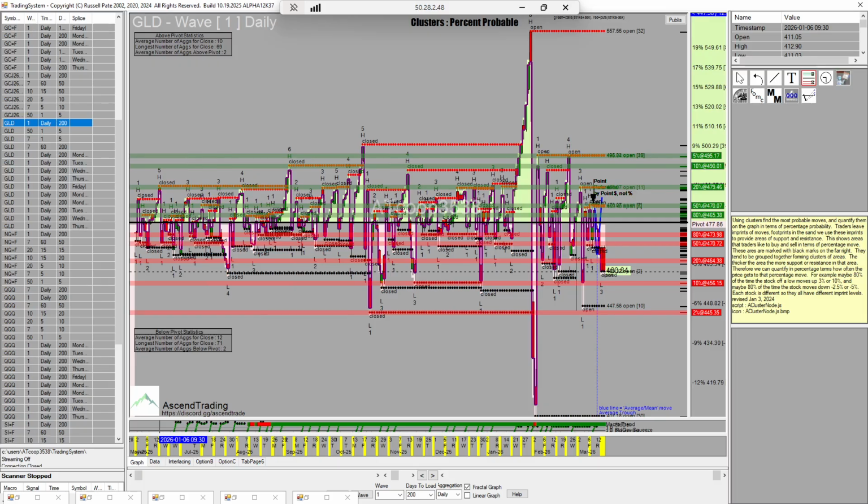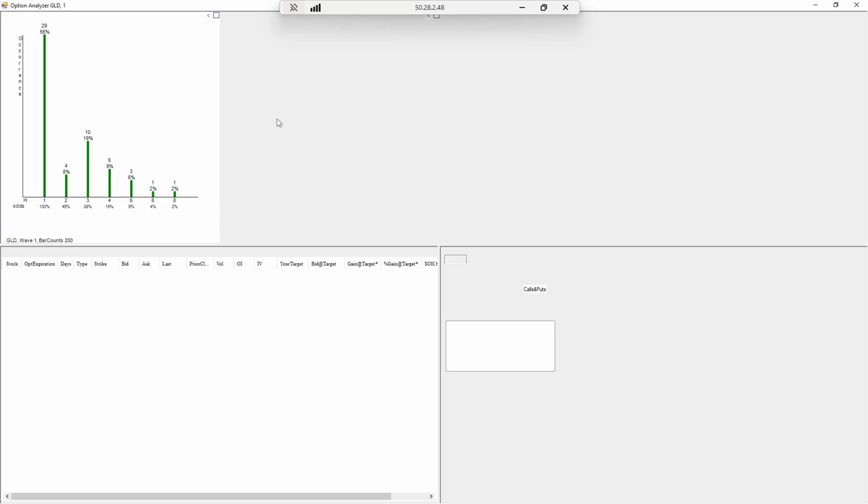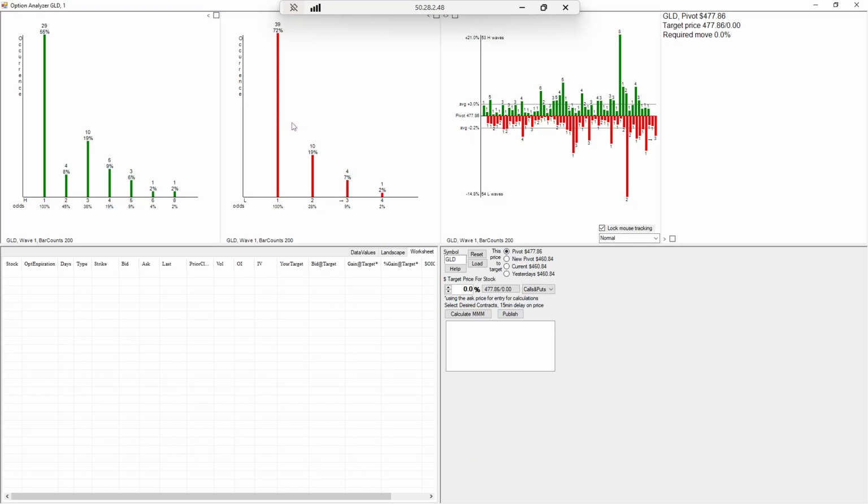There are two time frames you use when using the option analyzer. I'll talk about the other one in a minute, but for now we're going to be using the wave 1 daily time frame. To access option analyzer, you right click and then click option analyzer. There are three components that make up option analyzer. The first one being these H and L cycles.